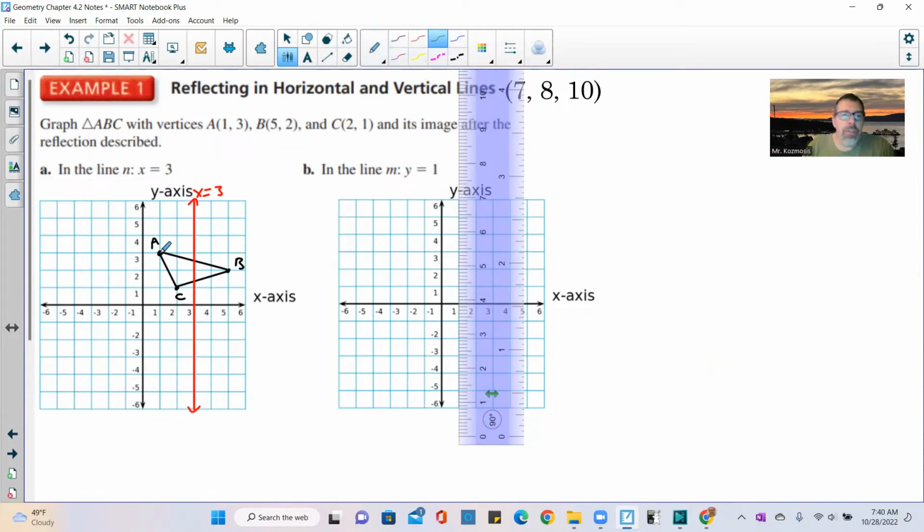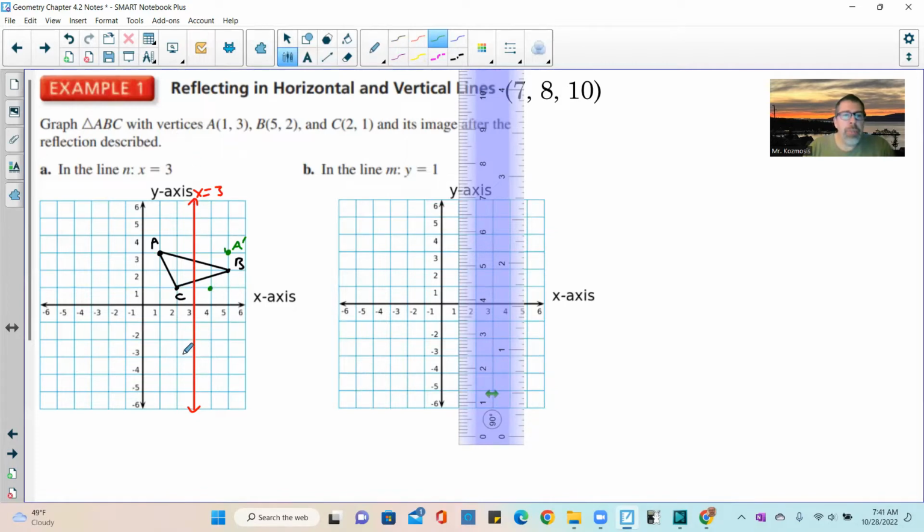Okay, so all you have to do now is to find A prime. You ask yourself, well, how far is A from my line of reflection? And that's a distance of 2. So I'm going to go over a distance of 2 and put a dot, and that is A prime. Okay, so now let me just erase those little squiggly lines there. And that's how we find our reflection points. So C, I only had to go over 1. So to get from here to here, I went 1. So you go 1 on the other side, and that would reflect.